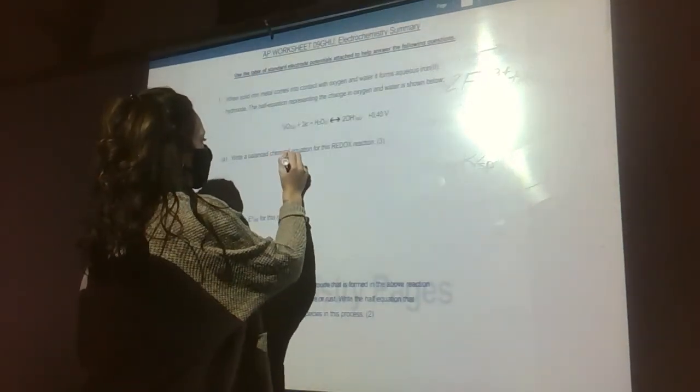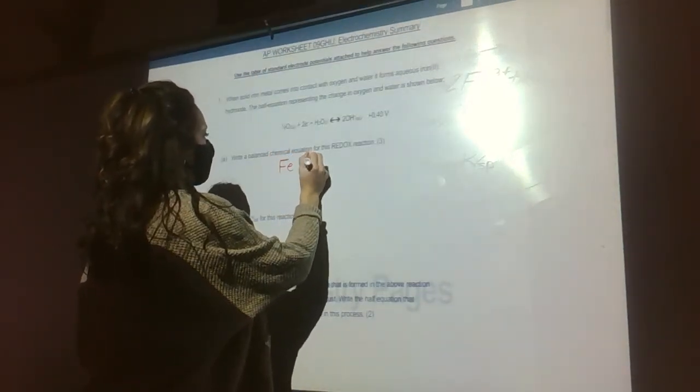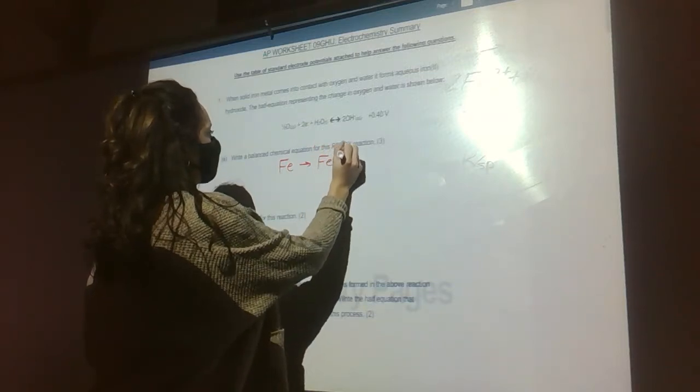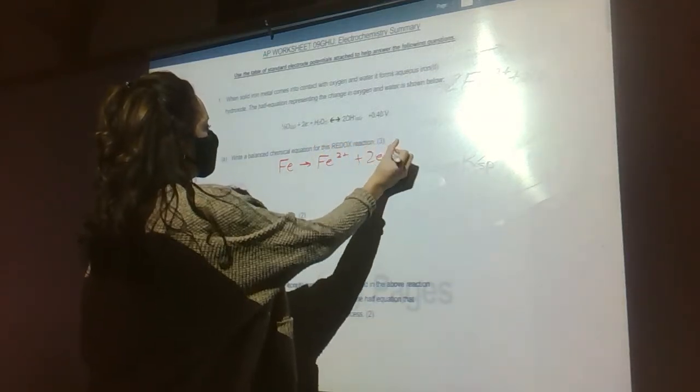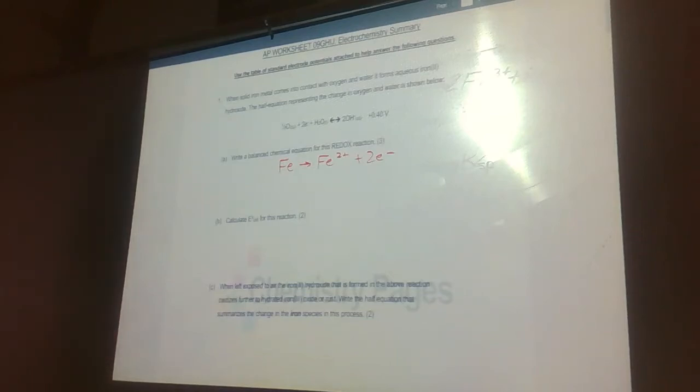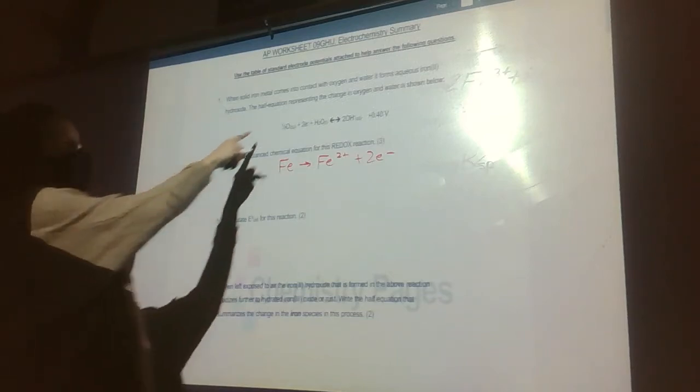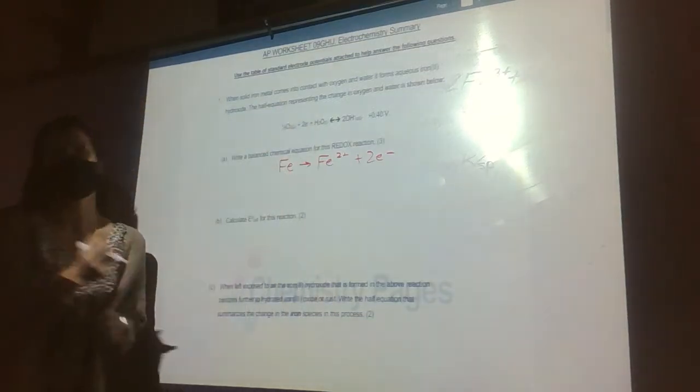Okay, so this one, when solid iron metal comes into contact with oxygen and water, it forms iron 2 hydroxide. So iron goes to iron 2 plus and 2 electrons. That's my oxidation. And this is my reduction. So those two combined.